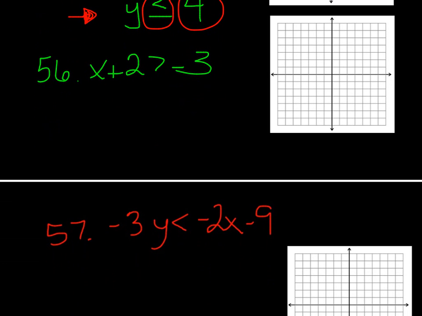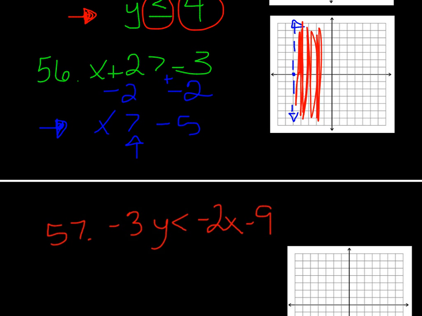Looking at number 56, we're first going to move the 2 over to the right side by subtracting 2, and we end up with x is greater than -5. We would be adding these together since the signs are the same. And again, you're noticing there is no y in this equation, which means that this is an x line, which means it's vertical. So that's going to go on the -5, which is right there. Since this one is just greater than, we're going to draw a dashed line through -5, like that, and it's greater than. So we're going to shade to the right to show all the things that are greater than that line.